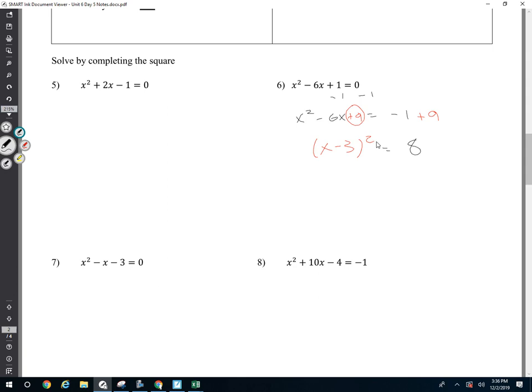We are now able to square root both sides. X minus 3 equals plus or minus root 8. Now we know the square root of 8 is the square root of 4 times the square root of 2. That's 2 root 2. Add 3. I'll get 3 plus 2 root 2 and 3 minus 2 root 2.